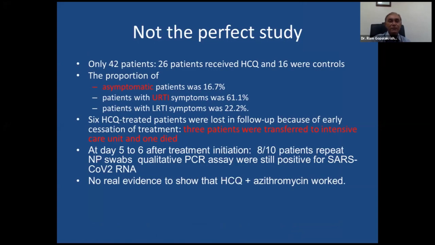There were only 42 patients, first of all. They had 16% of patients who were asymptomatic. Now, why would you give therapy to an asymptomatic patient? How would you assess response? 60% had upper respiratory symptoms. And as per guidelines, we don't even test those patients, let alone treat them. Only 22% had lower respiratory symptoms as defined by, say, bronchitis or pneumonia.